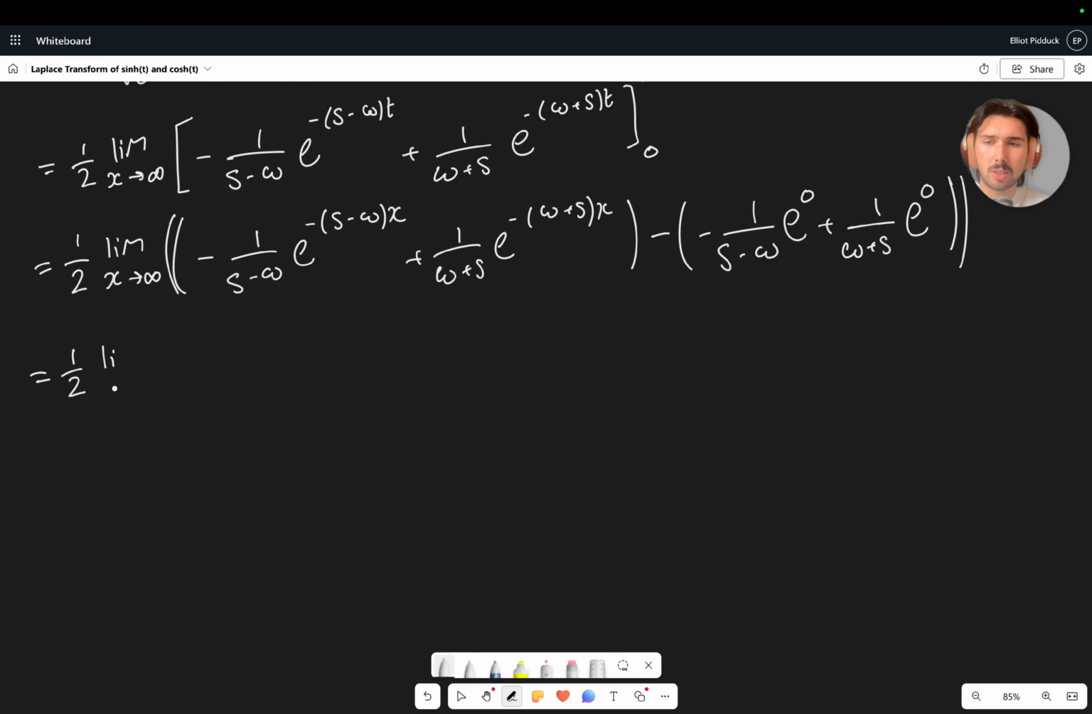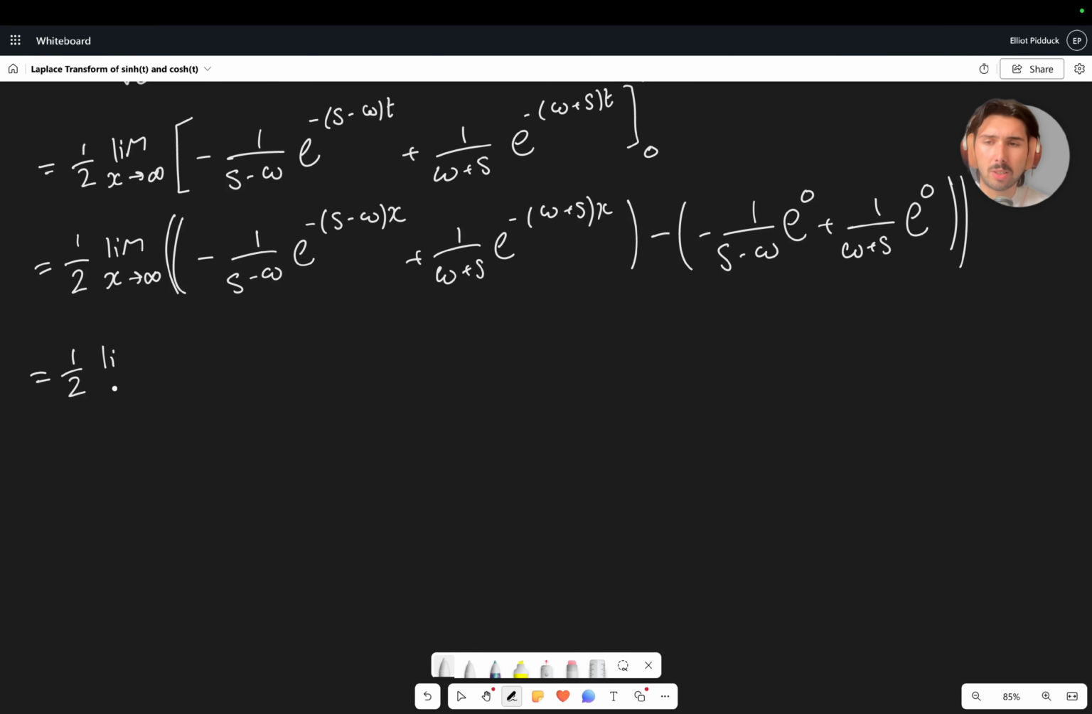So this whole thing here is a big fat 0. And so is this, right? Because same logic, e to the minus infinity is 0. So both of those terms are 0 if it converges. Okay, then we have got a minus minus, so positive, 1 over s minus omega. And then we've got a legit minus here, 1 over omega plus s, because the e to the 0 is the number 1.